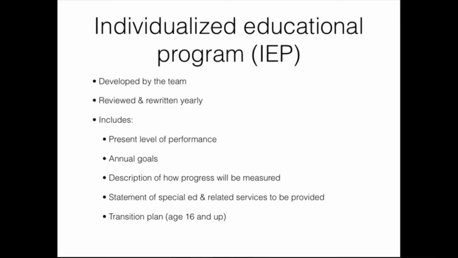The IEP is developed by the team. It is reviewed and rewritten once a year. And depending on the school district, sometimes that can be at the end of each school year, sometimes around the child's birthday, and sometimes another time in the school year, but it does have to be reviewed and rewritten at least once per year. It can be reviewed, revised, and rewritten more frequently if needed, but at minimum it must be reviewed and rewritten yearly.